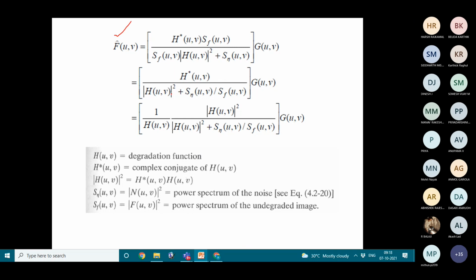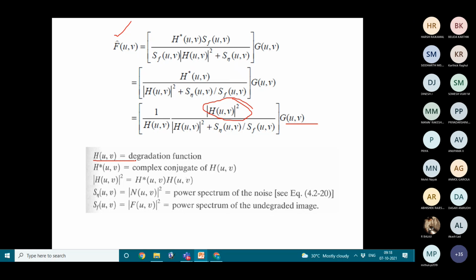H star by |H(u,v)|² plus Sn, and it will come in the denominator here, so Sn by SF multiplied with G(u,v). Here we can still solve it further. We can multiply it with H(u,v) both ways. So now it will become 1 by H(u,v), and because we are multiplying the original degradation function with the complex conjugate, it will become |H|² divided by |H|² plus Sn by SF, multiplied with G.